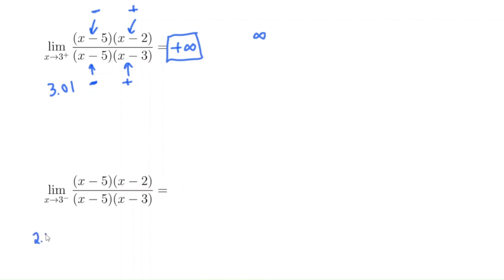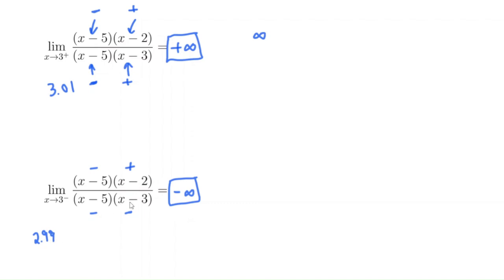Okay, now what about if we approach 3 from the left? So what if we plug in a number like 2.99? Well, again, we're going to get a negative number here, plug in 2.99. This will be positive. What kind of number will we get down here? Well, 2.99 minus 3, this time it's negative, right? So that's the one place where it's different than here. Well, notice what kind of number are we going to get if we do a negative times a positive divided by a negative times negative? Well, it's going to be a negative.